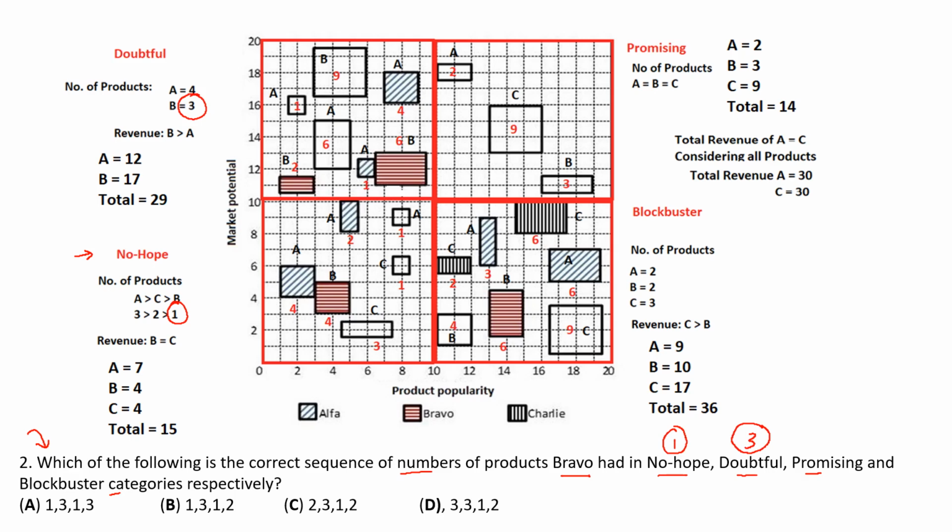In promising, all were having the equal number of products, that is 1 equal to 1. So that means Bravo is having one product in promising. And in blockbuster, the number of products of Bravo is 2. So our answer should be 1312. So 1312 is the B option, which is second, 1312.